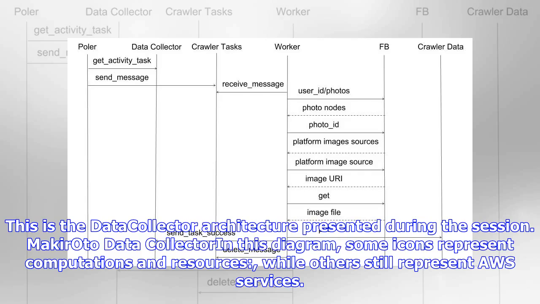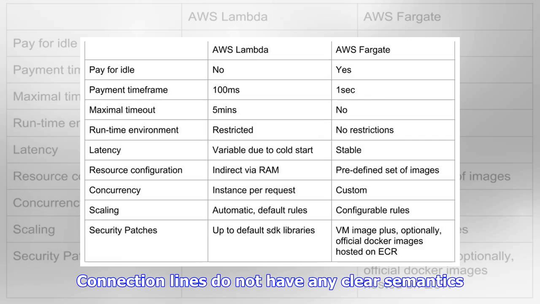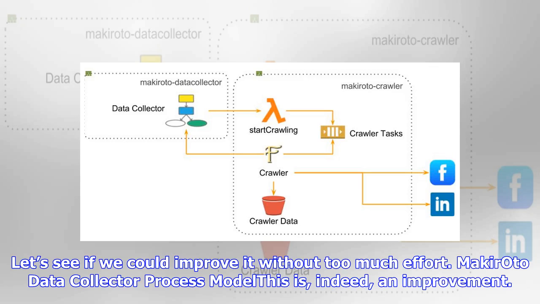Makiroto data collector. In this diagram, some icons represent computations and resources, while others still represent AWS services. Connection lines do not have any clear semantics. Let's see if we could improve it without too much effort. Makiroto data collector process model. This is, indeed, an improvement.